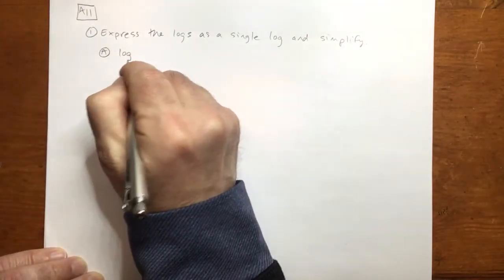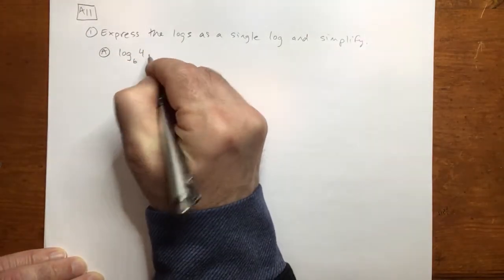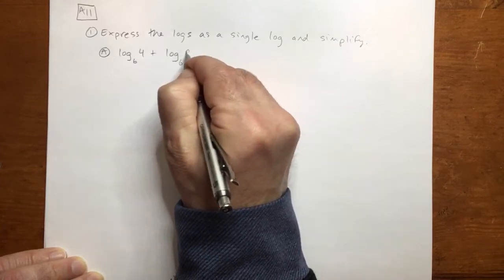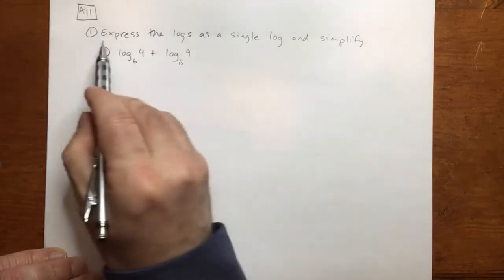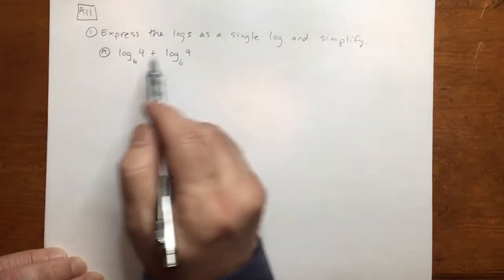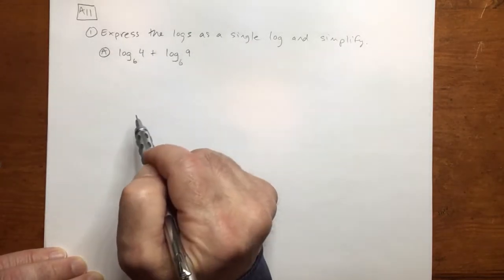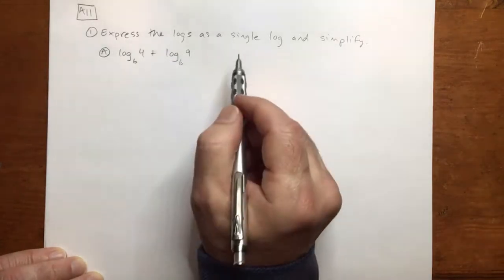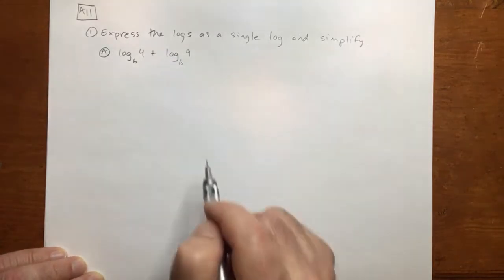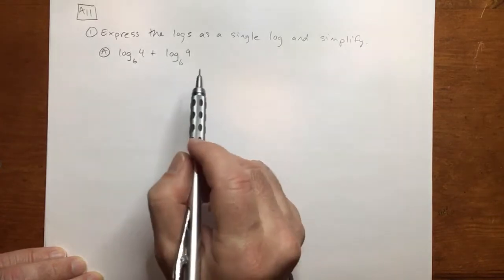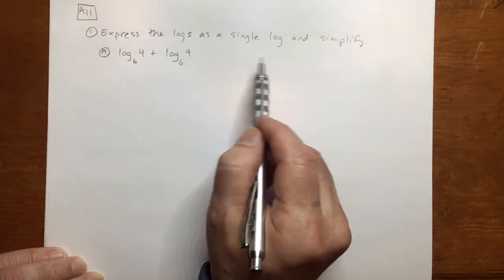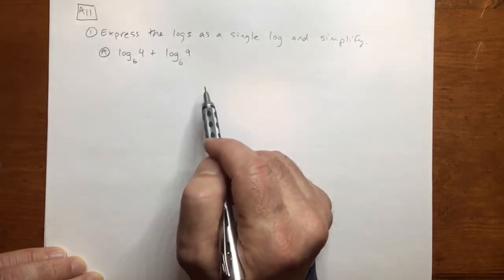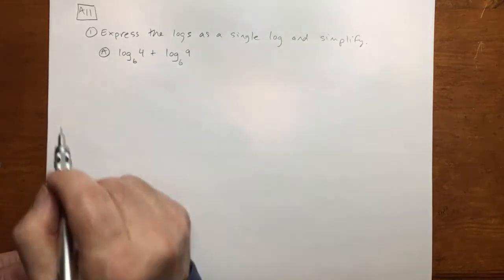We have log base 6 of 4 plus log base 6 of 9. So the instructions tell us to do something very specific. It doesn't say try to evaluate these right away. It says we have to first express them as a single log, and it's actually a really common mistake on tests to, in your answer, write log twice, which wouldn't be a single log. So try to avoid that common mistake.